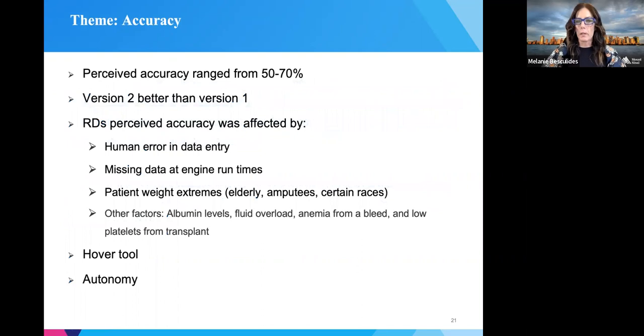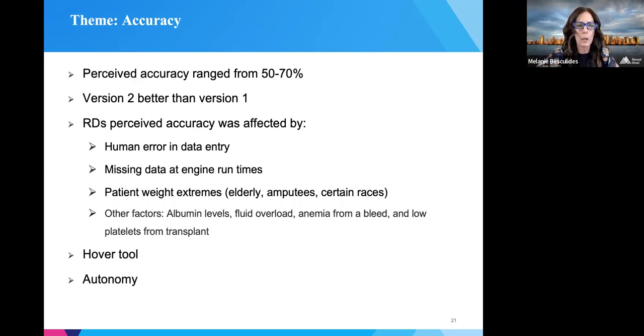Okay, in terms of accuracy, now we didn't measure accuracy, but we asked the RDs how accurate they thought the scores were, and it was perceived that they were between 50 and 70% accurate. Everybody that's worked with multiple versions of the tool said version 2 is definitely better than version 1, and a lot of them had input on how to make version 2 better. There was a lot of feedback, a lot of working with the RDs, especially at the first couple of hospitals, to try to improve the tool, and feeding into the system, once the RD assessment came in, the gold standard assessment and making the tool smarter.